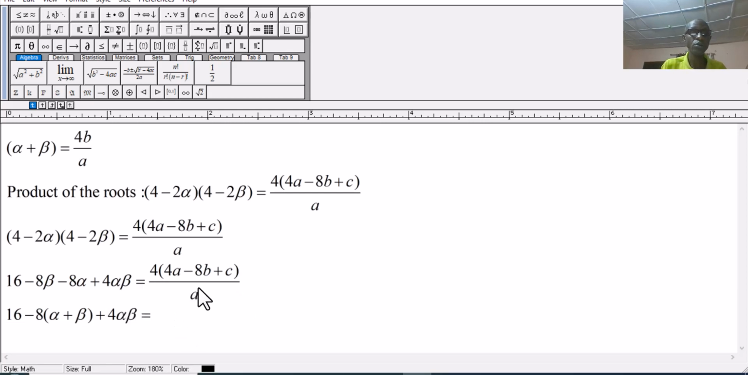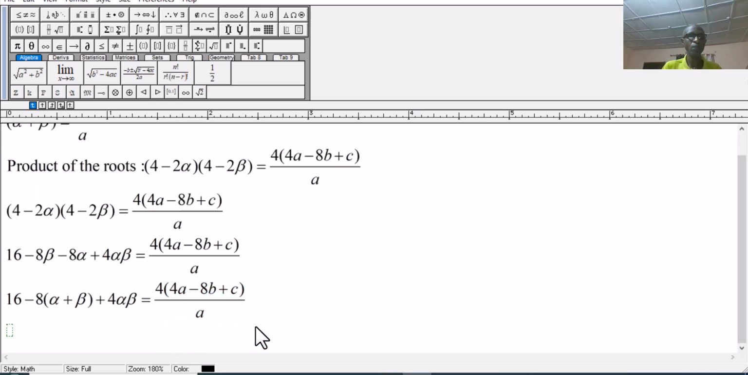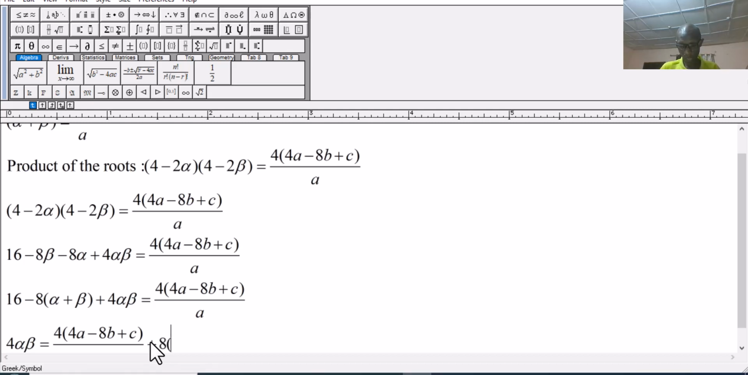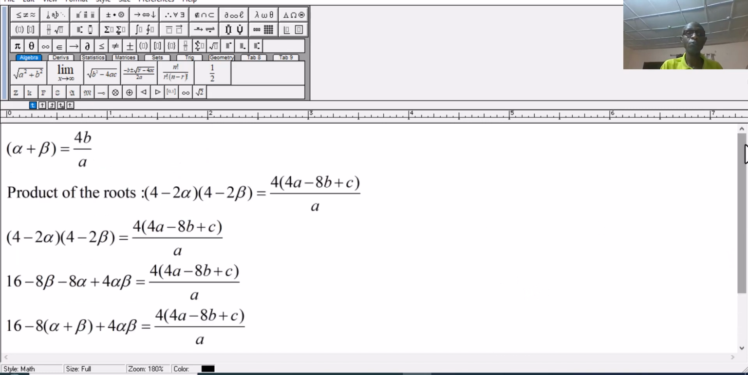So I'm going to just copy this and paste. So now what we are looking for is the product, alpha beta, so we bring the other one to the other side. So plus 8 into alpha plus beta minus 16. So we have that. So now we know our alpha plus beta already. Our alpha plus beta is 4b over a.